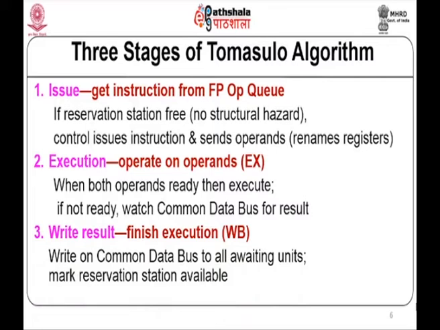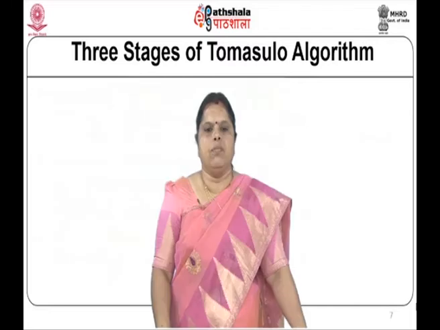That is the third stage, which is called the write result stage, when an instruction finishes execution. Recollect that we looked at a common data bus. All the results are published on the common data bus. The results that are broadcast on the common data bus go to all the reservation stations waiting for this result. They also go to the registers, the floating point register file, where the result has to be finally written into.